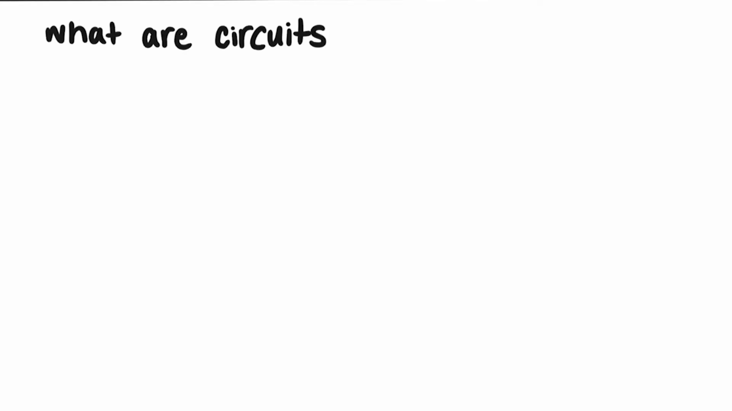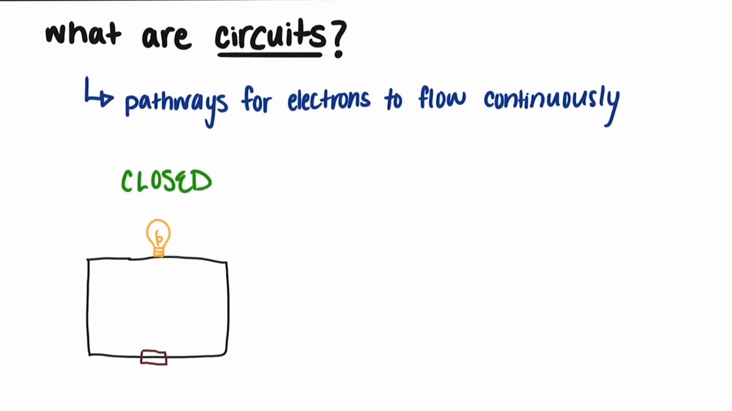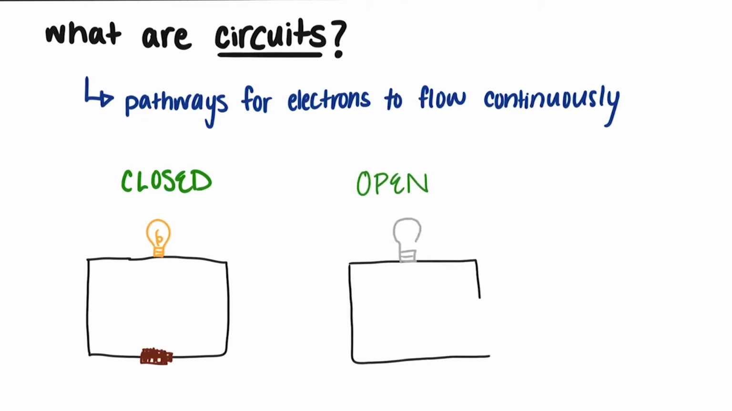So what are circuits? A circuit is a pathway for the electrons to flow continuously. A circuit can be closed or it can be open, but only when it's closed is the flow of the current possible. When the circuit's open, there's a break somewhere in it and the flow isn't continuous. However, this is actually useful to us, and we'll come back to this later.